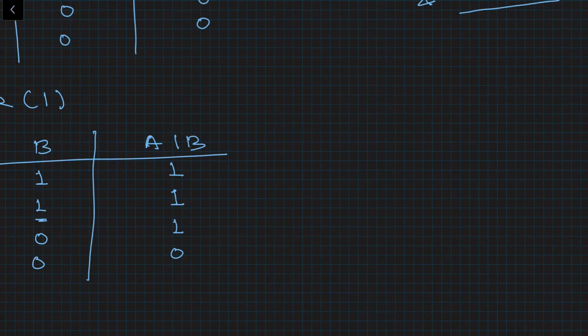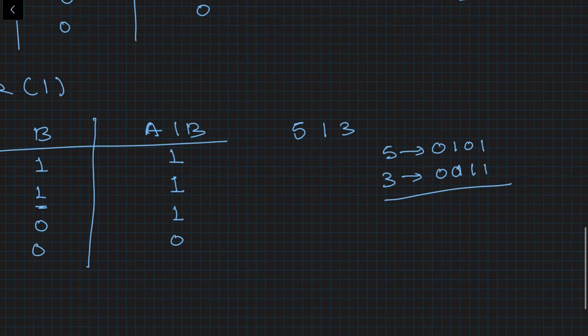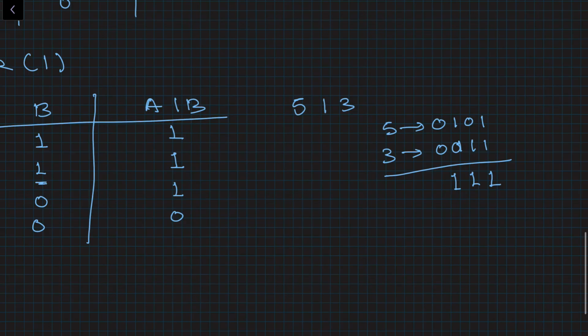Let's understand with the same example, 5 OR 3. So 5 is represented by 0 1 0 1, 3 is represented by 0 0 1 1, and we perform the OR operation. If at least one bit is a set bit, it is going to return us 1. It is again going to return us 1. Here both bits are not set bits, so it is going to return us 0.